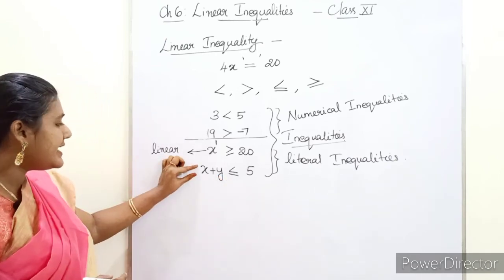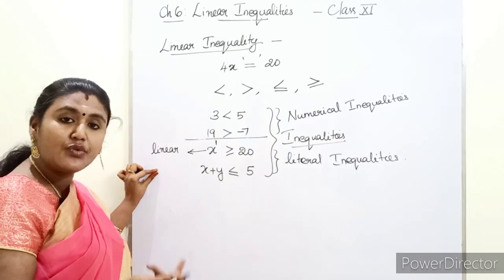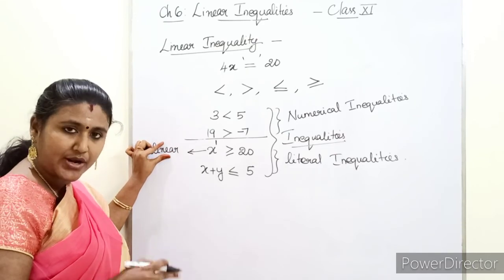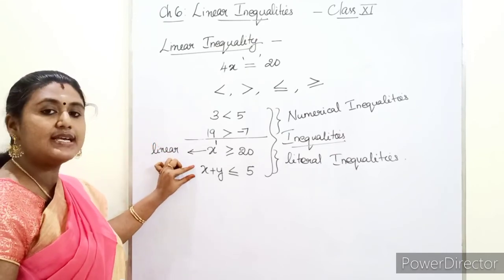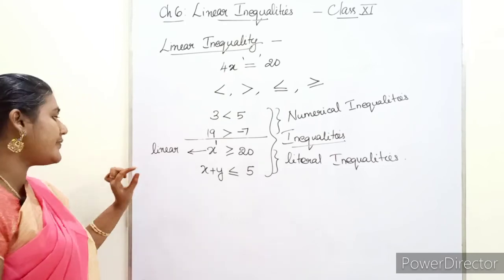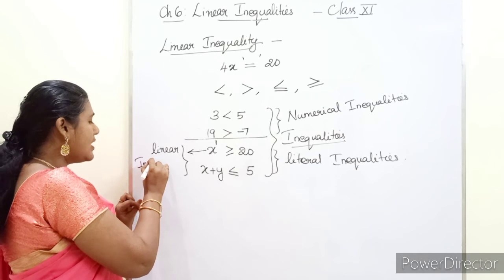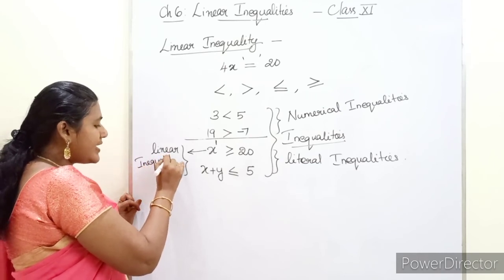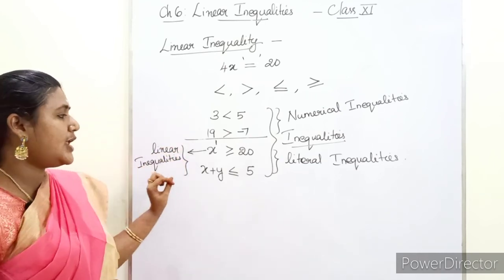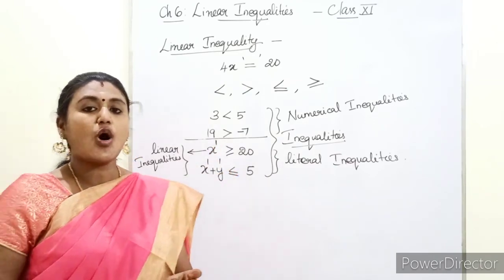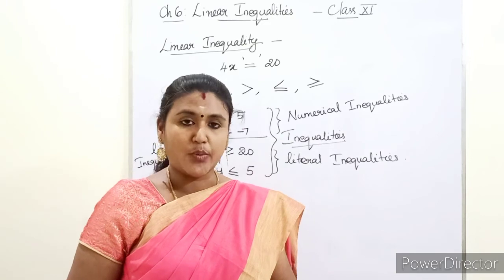So this is a linear inequality in two variables. The first one is a linear inequality in one variable, and this example is a linear inequality in two variables. So these both are linear inequalities. Linear inequalities are very simple. In a literal inequality, if the power of the variable is 1, we can call it a linear inequality.